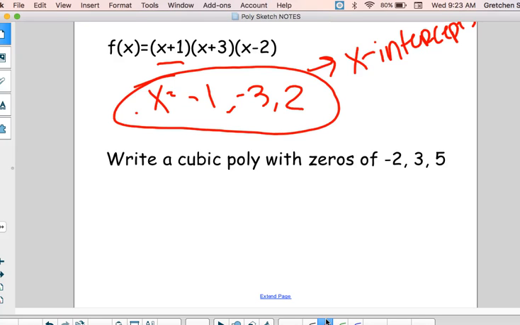What if instead I said, well, the zeros are negative 2, 3, 5. Could you write me an equation in factored form? If negative 2 is a 0, what parenthesis did it come from? If 3 is a 0, what parenthesis did it come from? If 5 is a 0, what did it come from?